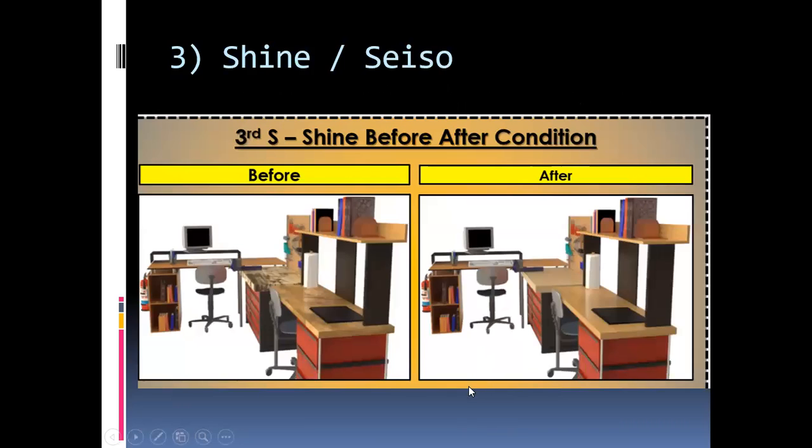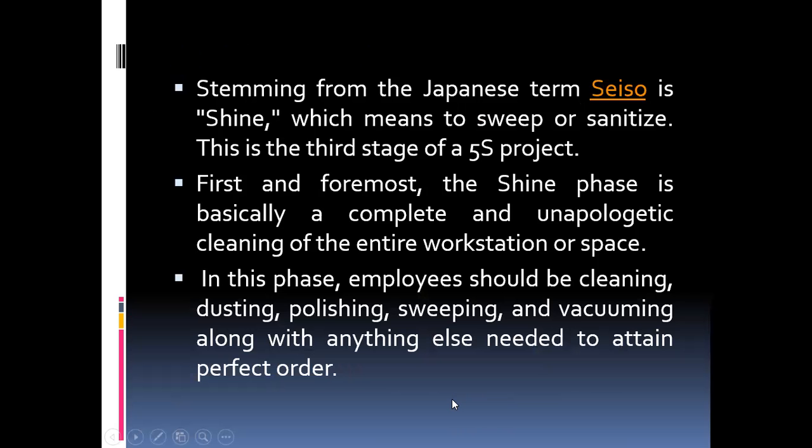The next one is shining, that is, making the workplace neat and clean. This is the third phase in the 5S concept. The first and foremost thing in this phase is to have a complete understanding of the entire workstation or space. The employee in this phase will be involved in cleaning, polishing, sweeping, and vacuuming operations in order to attain the perfect work condition.